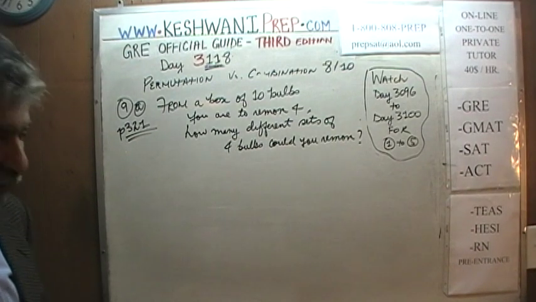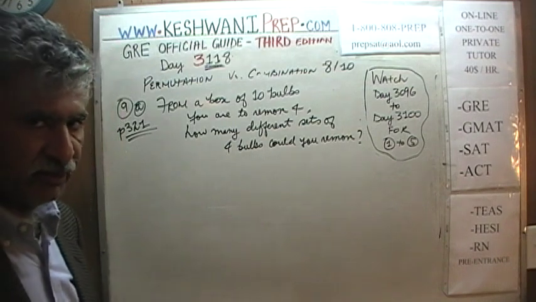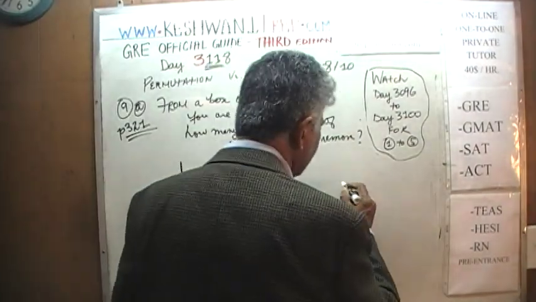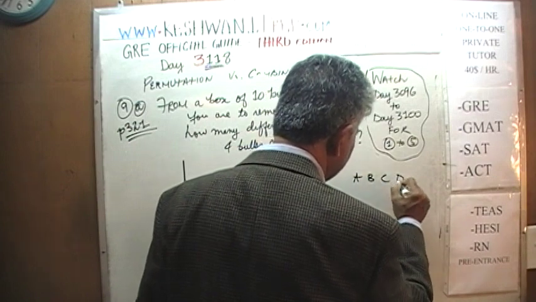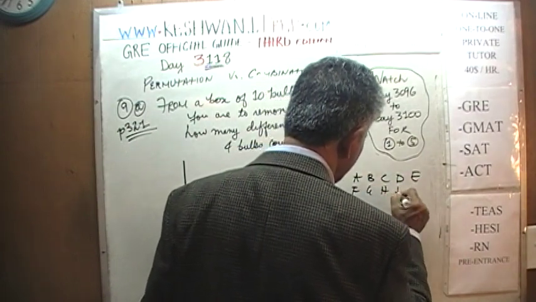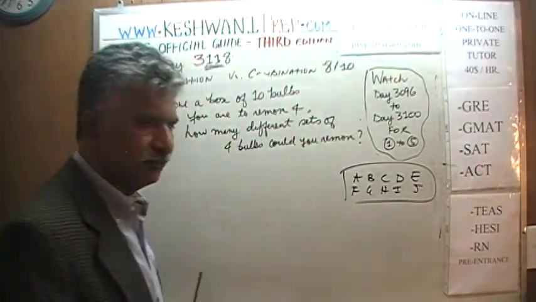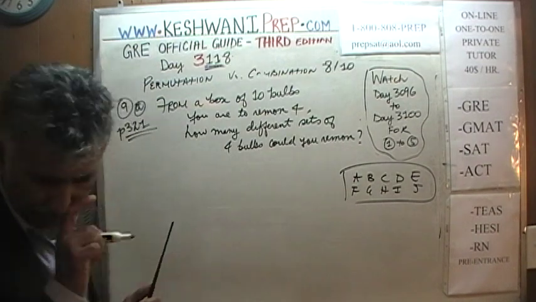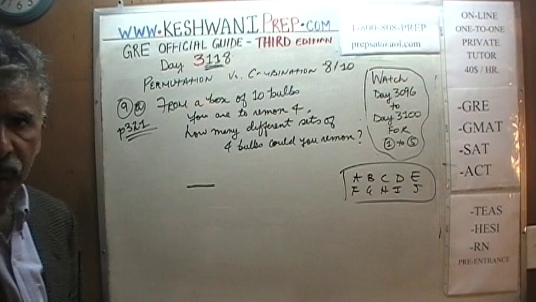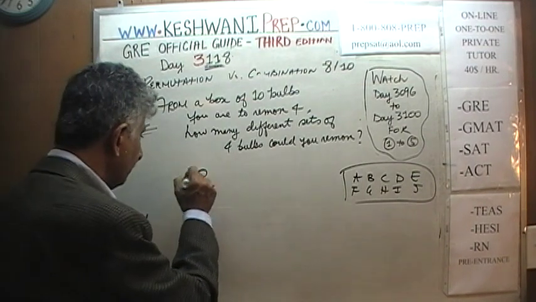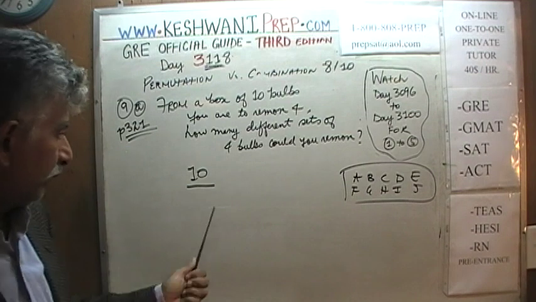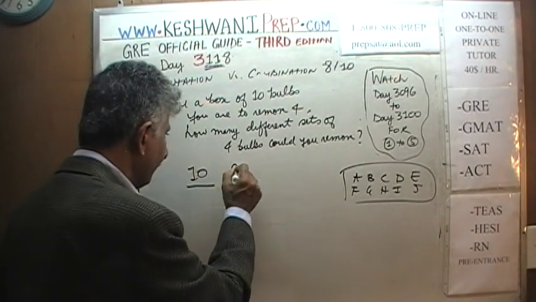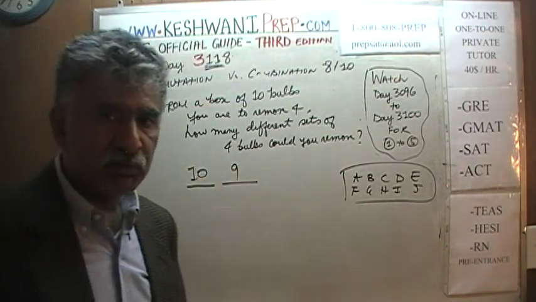Just to make our life easier, and to help you understand whether it's permutation or combination, there's a box here with bulbs sitting in it: A, B, C, D, E, F, G, H, I, and J. How many different ways can we pick the first bulb? Obviously 10 ways, because there are 10 bulbs. After we pick the first bulb, how many different ways can we pick the second bulb? There are 9 ways.